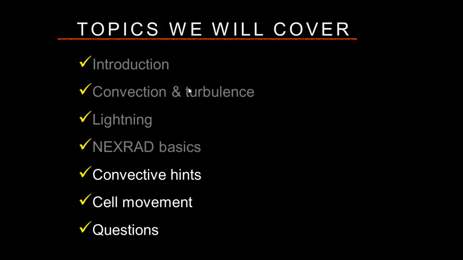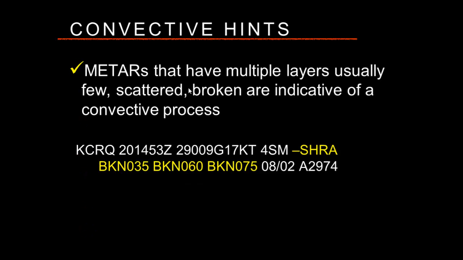And lastly, let's talk about convective hints in cell movement here. So one of the things I always impress upon all of my students is to make sure you continue to look at more than just the NEXRAD image. So in this particular case, when you see METARs that have multiple layers, or even terminal forecasts that forecast multiple layers, a few scattered or broken, that's indicative that you have a convective process in place. And also remember that showery precipitation, SHRA, also is a good indication you have a convective process in place. And that doesn't mean thunderstorms per se, but this still could be a very nasty event to fly through. So all those convective hints are there for you.